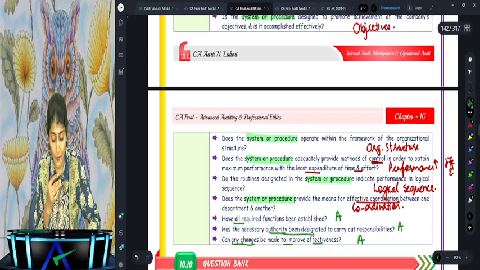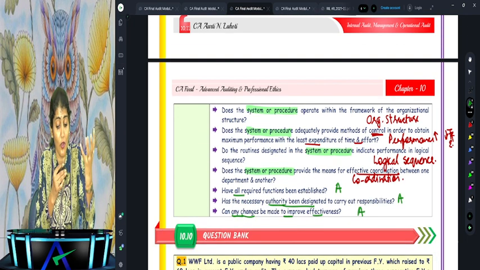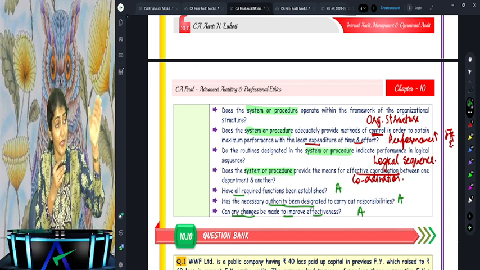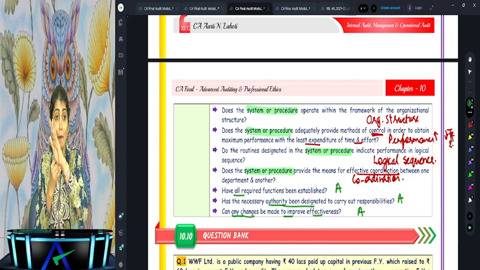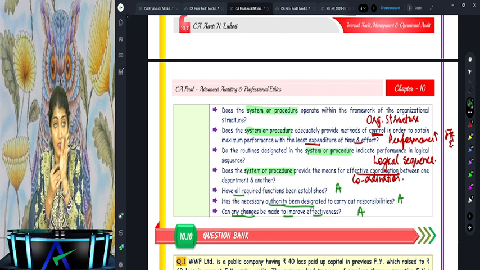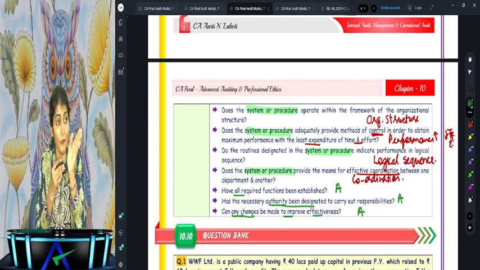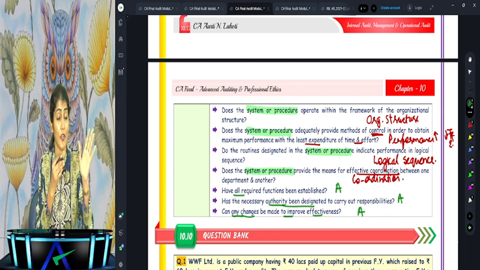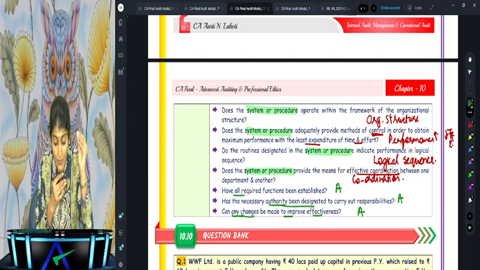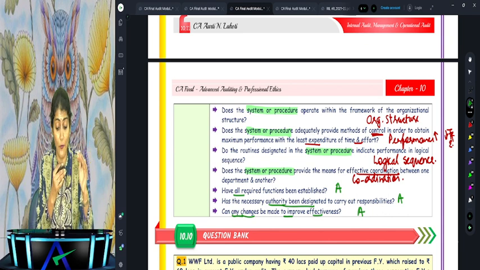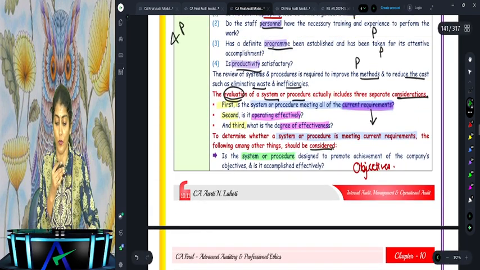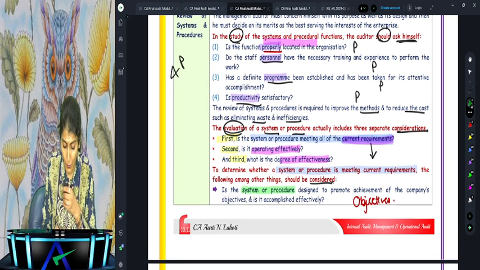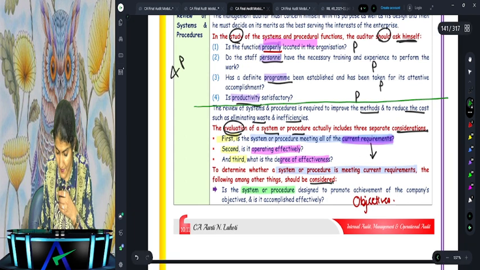Then what does it say? Whether it operates within the framework of the organizational structure. Then the maximum performance with the least expenditure of time and effort. Then whether there is a logical sequence. Then whether there is effective coordination. And also what does it say? Whether all required functions have been established, whether the authority has been designated, and whether any changes can be made to improve the effectiveness. Are you all able to follow this? Right? So one, what does it say? Study of the systems and procedures.